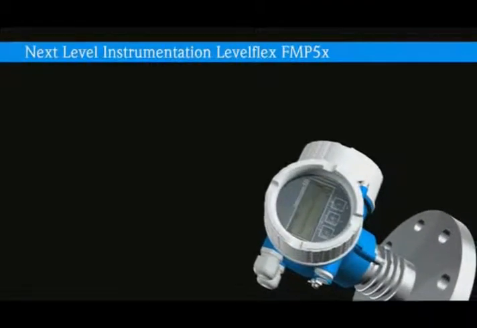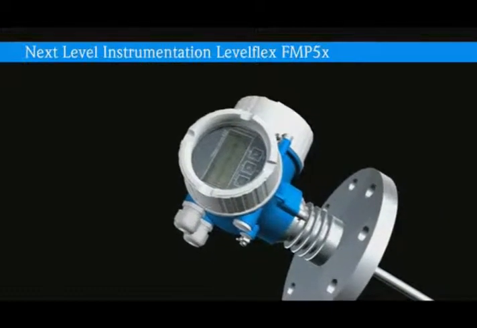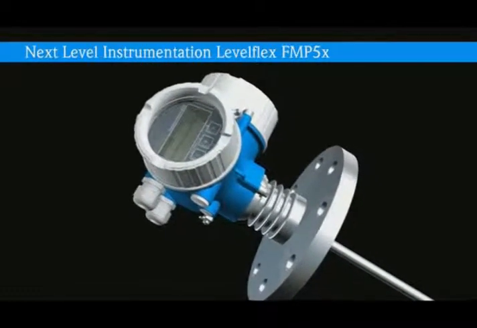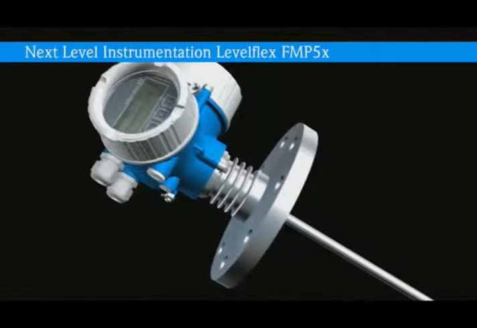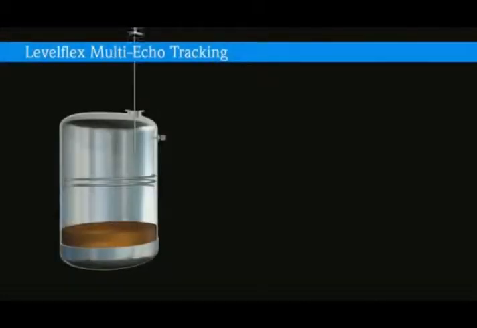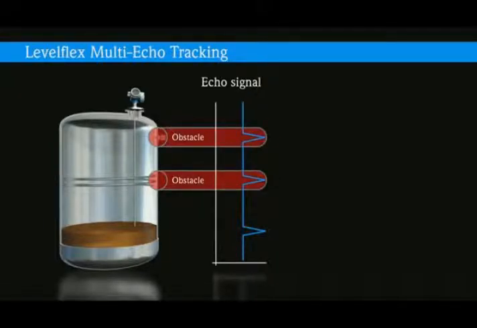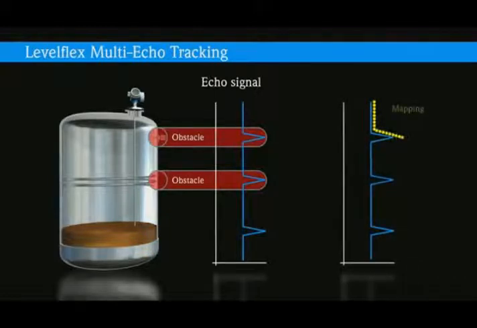Next level instrumentation. Endress+Hauser has developed a more intelligent and reliable echo signal analysis in its new instrument generation, called multi-echo tracking. The new multi-echo tracking uses the echo signal curve for its analysis too. If obstacles protrude into the signal path, these baffles also generate a corresponding signal. As is the case in traditional methods, the mapping is also superimposed in multi-echo tracking.